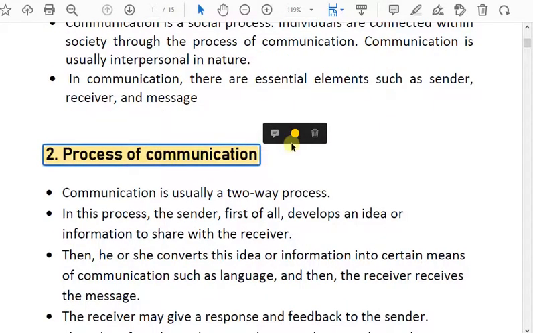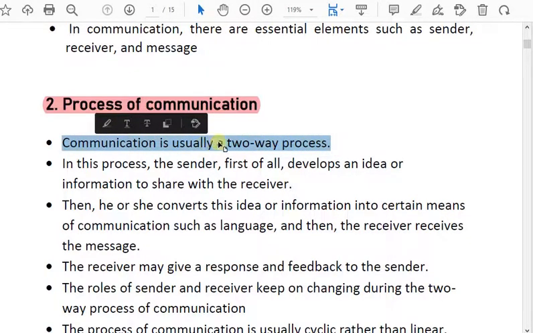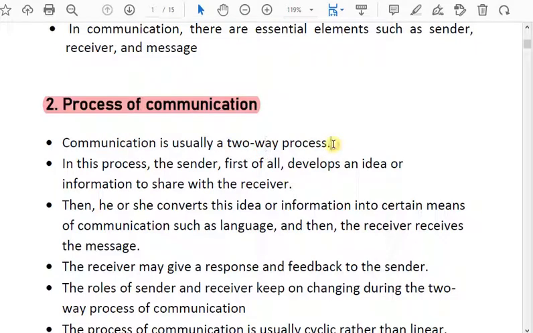Okay, the process of communication. So, process of communication simply means how does a communication occur in a context. Okay, so how does a communication take place? Communication is usually a two-way process. Okay, there are usually multiple individuals involved in this process. For example, A person and B person are talking about going on a picnic. Okay, usually a two-way process.